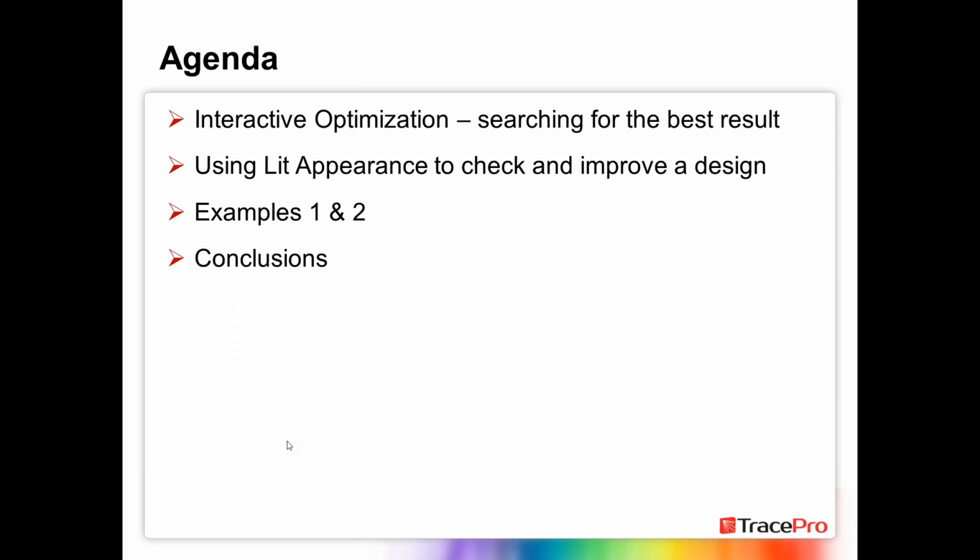Also, I'm going to introduce you to an interactive optimization technique that I like to use for searching for a best result, using lit appearance to check and improve a design before we go to manufacture, so you know that what you're going to manufacture in the end is going to be what you simulated. Finally, we're going to go through a couple of examples, and then we'll have a couple of conclusions that wrap up the whole talk.